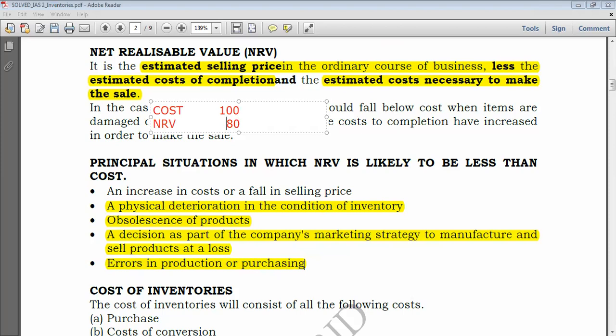So I will just record the net realizable value. Wait. So I will credit the inventory for $20, and I will debit the cost. The what? For $20. Cost. You debit the cost. Sorry, no. I have to credit the cost, but then how will the next time?